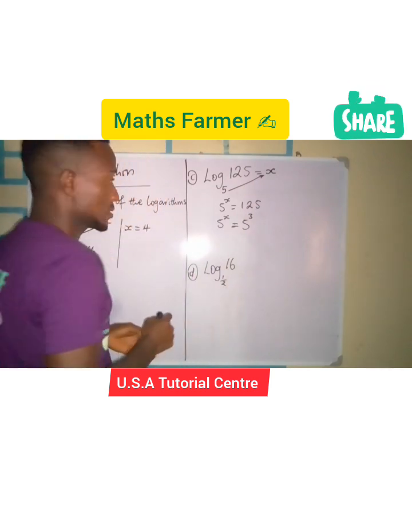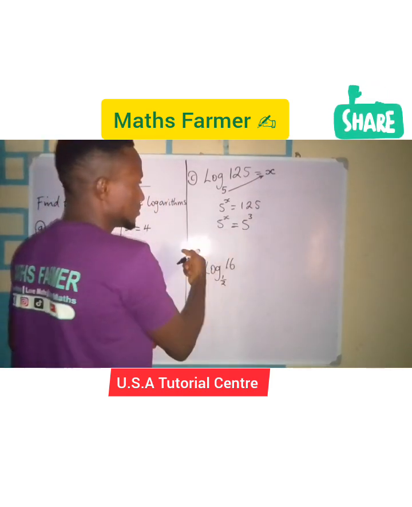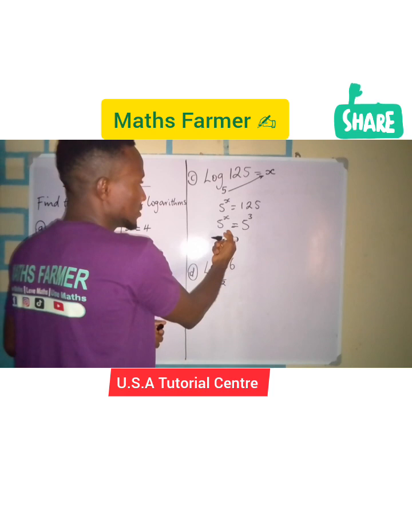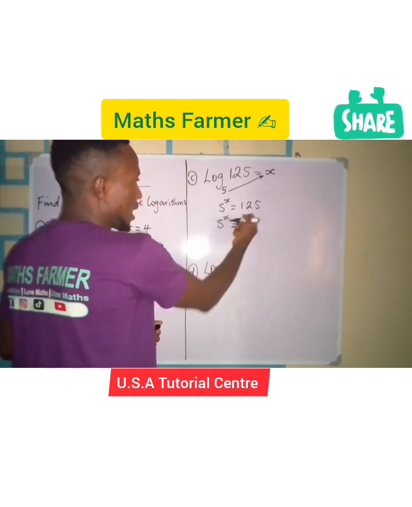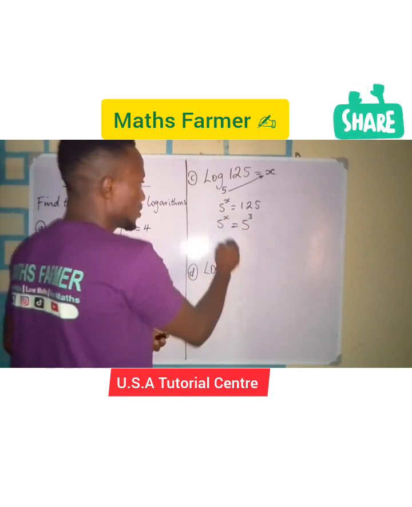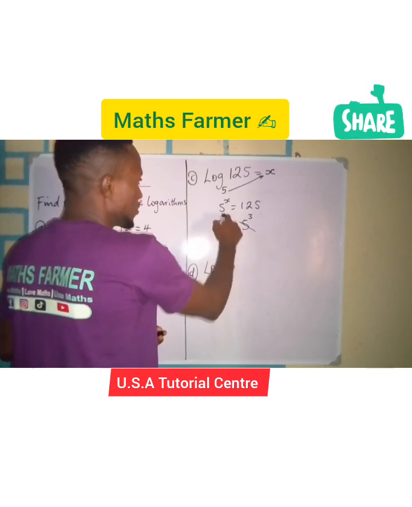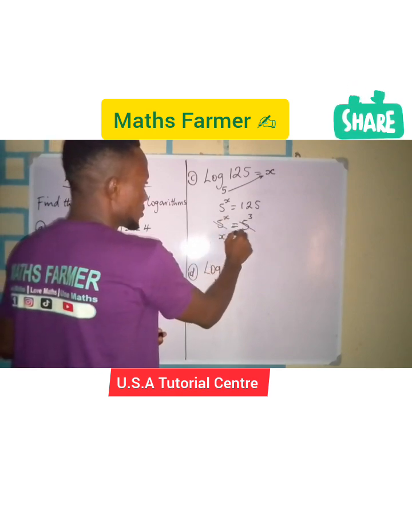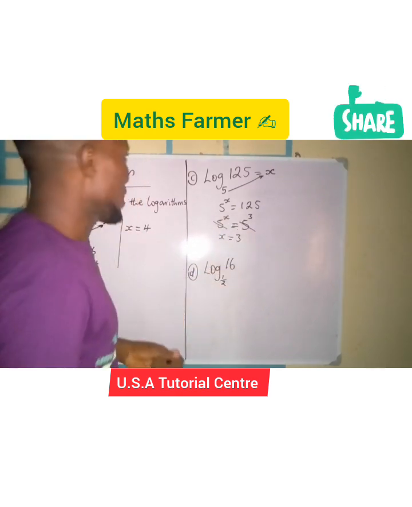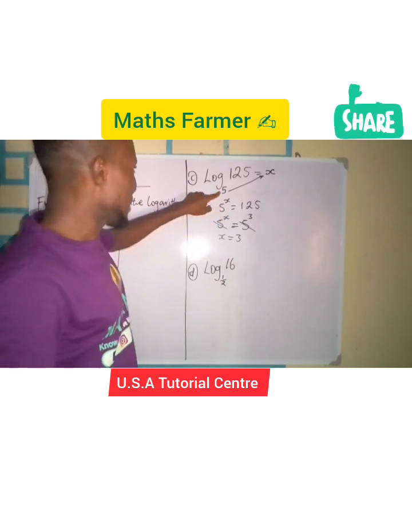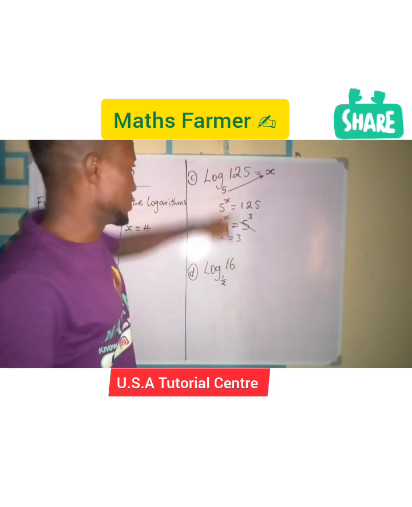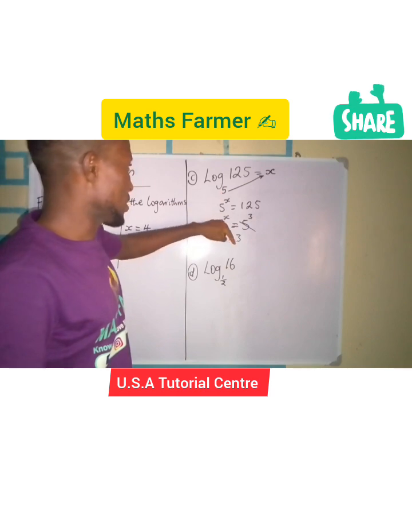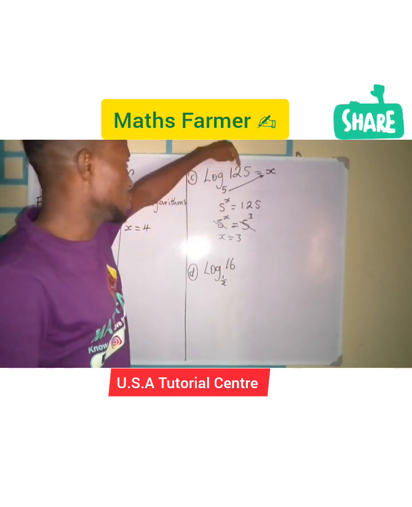Now, their bases are the same. Since their bases are the same, that means their powers are equal. So we can discard the bases. What's remaining here is x equals 3. So what it implies is that 5 raised to the power of 3 will give us 125.